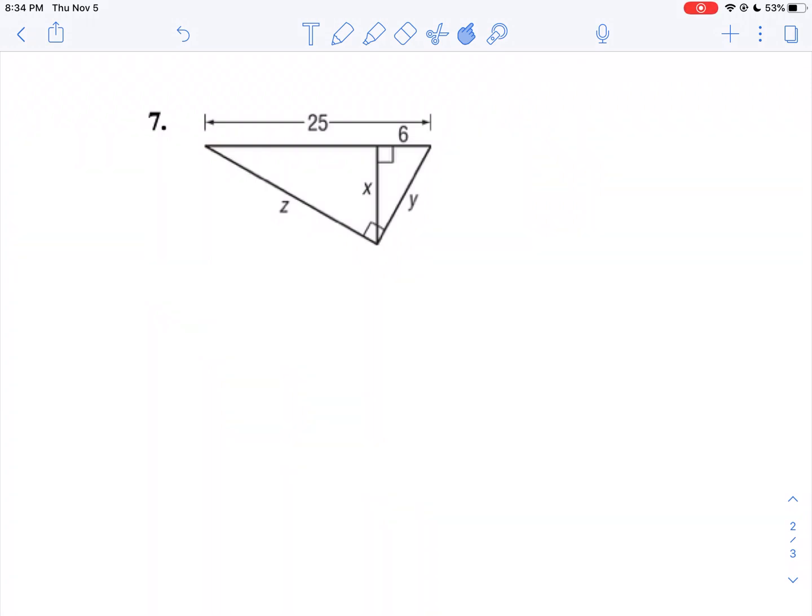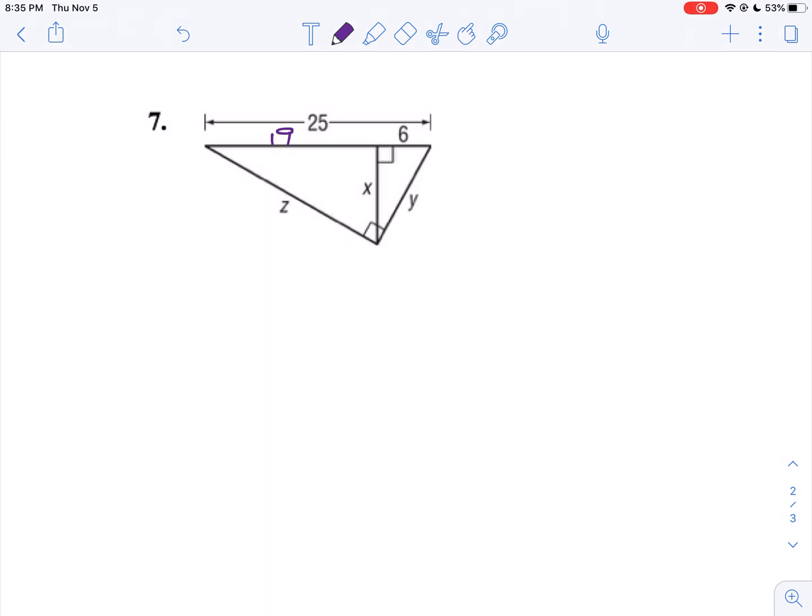Continuing on with MT8LT1, let's take a look at problem number 7. Here we have this triangle. We're supposed to find x, y, and z. X is the height. We know the hypotenuse of the big triangle is 25. We know the leg of one of the triangles is 6. Well, that means the leg of the other triangle is 19.